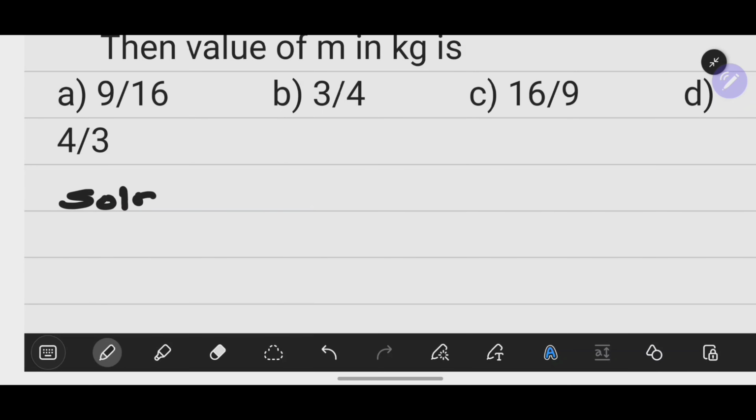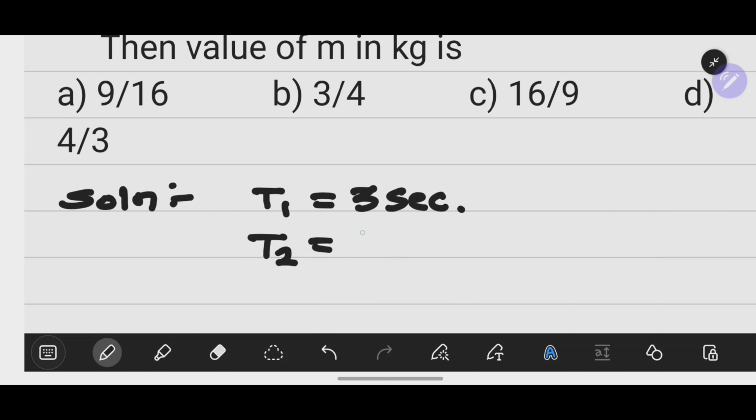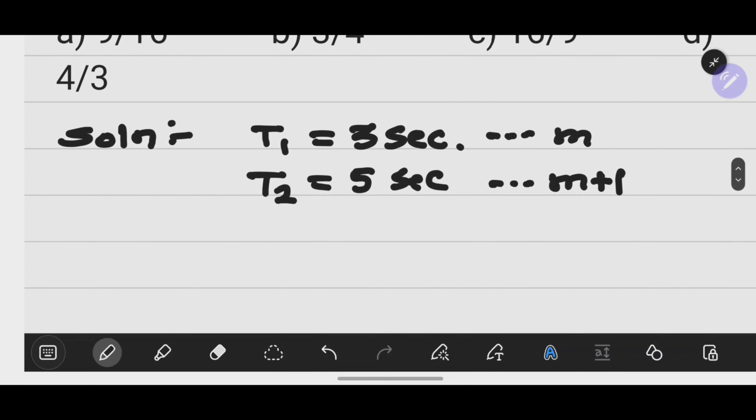The solution is before you. Here T1 is equal to, initially, 3 seconds, and T2 is equal to 5 seconds. What about the masses? Initially the mass is m, and here the mass is m plus 1. So let us solve this one.